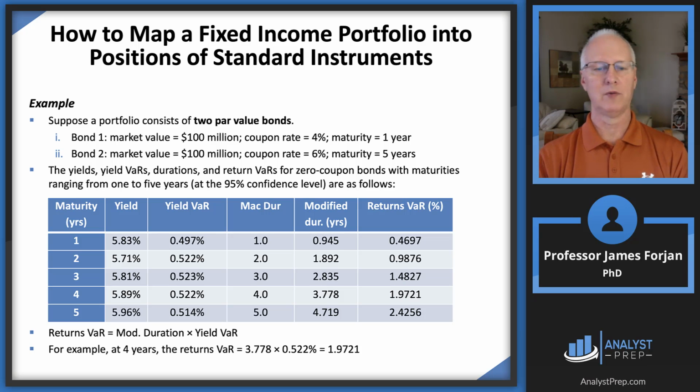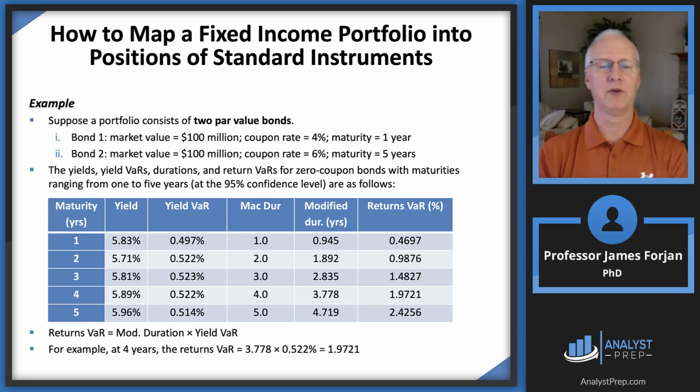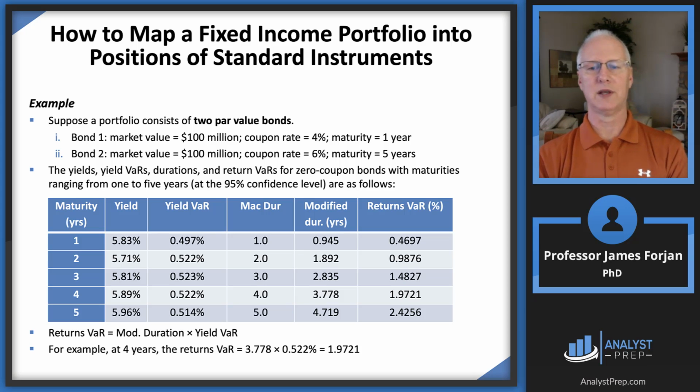And then all we really need to do is multiply the modified duration column by the yield value at risk to get our price returns value at risk. So let's do that first one. So take 0.497% times 0.945 modified duration, and you get 0.4697. And of course, the bottom block point, I give you an illustration there. So take the 3.778 times the 0.522, that gives you 1.9721.